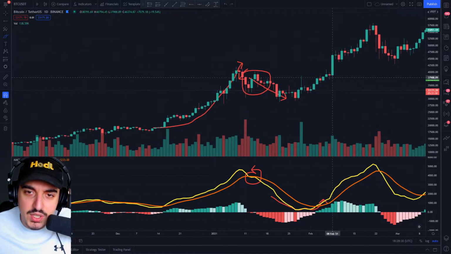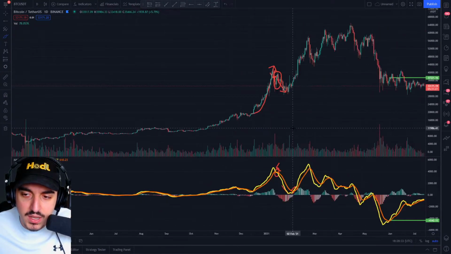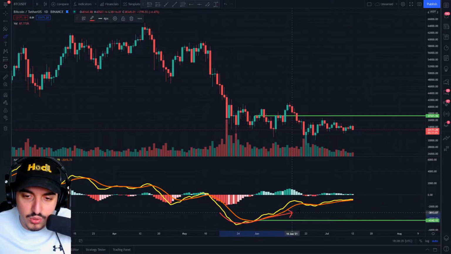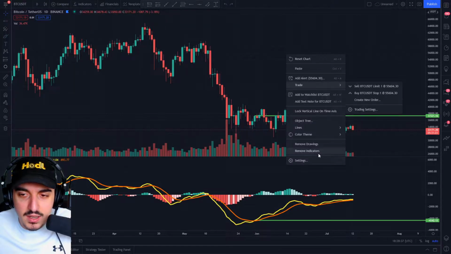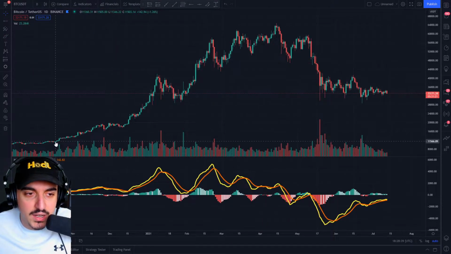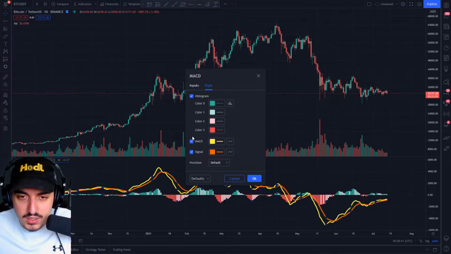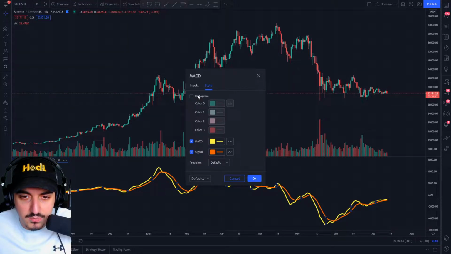But this is not necessarily the way that I use this indicator. I do not necessarily look for these two moving averages. I think they are a delayed kind of action. It's not a leading indicator, so the accuracy on them is not great.